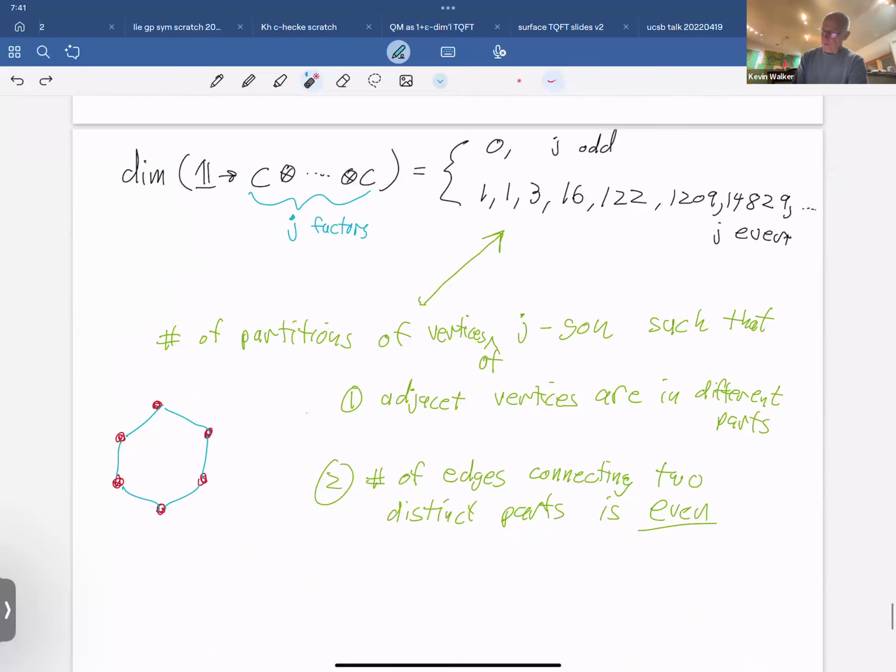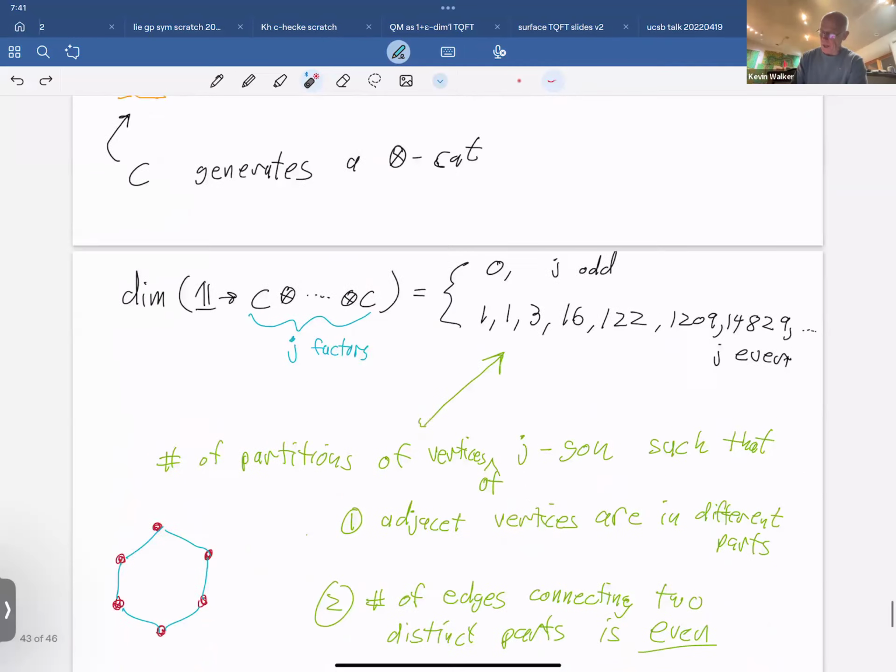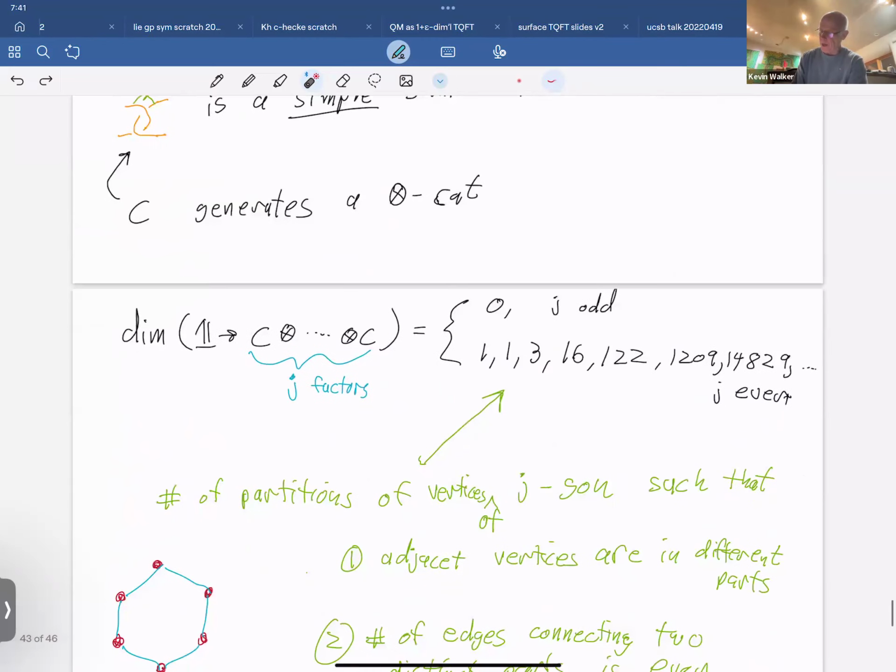So the dimension of the Hom space, if I have a bunch of copies of C, that object above corresponding to the Hopf link: if I have an odd number of copies, it's 0 dimensional, and if I have an even number of copies, you get the following sequence of numbers. Again, not to be found in the Encyclopedia of Integer Sequences.